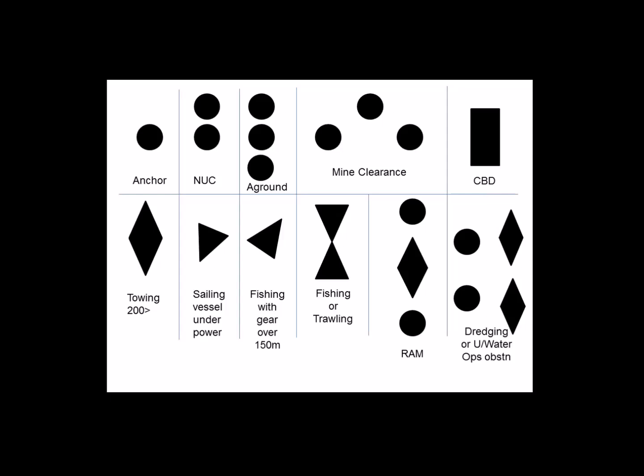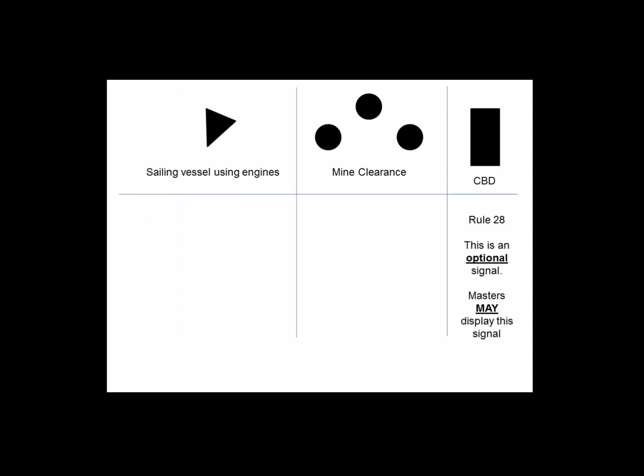Now, while as commercial operators we do need to know all of the signals, it's sometimes easier to break the signals down and look at those that are common and those that are not commonly seen. So the first ones that we don't commonly see, even though operators of vessels should show them, they sometimes don't, would be a sailing vessel.